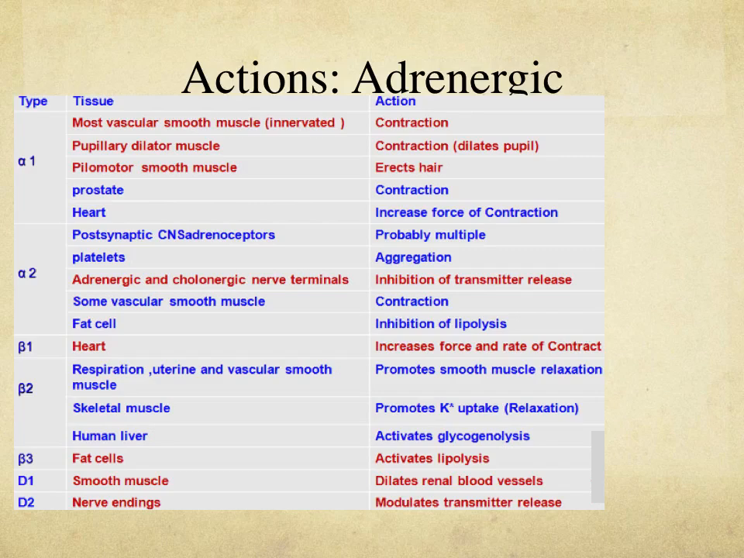For the beta-1, beta-1 is going to promote both an increased rate of contraction of the heart as well as an increased strength of the contraction of the heart. Whereas beta-2 receptors are going to predominantly cause relaxation of some smooth muscle. It's going to cause relaxation of smooth muscle in the vasculature in areas where we need to have more blood flow going to that area. It's also going to cause relaxation of the trachealis muscles, the muscles in the trachea, as well as the smooth muscles of the bronchi, allowing for an increased diameter of the trachea and the bronchioles.